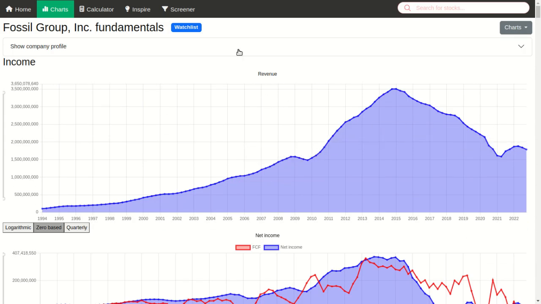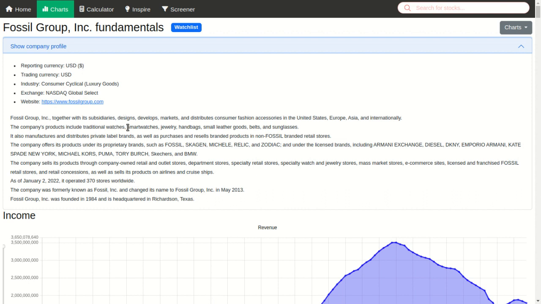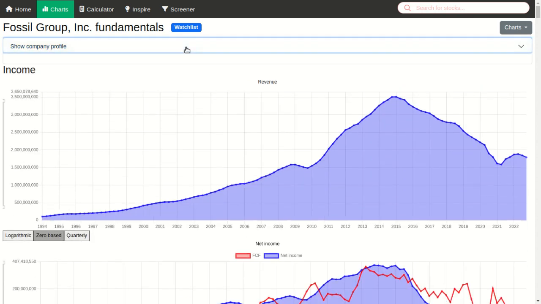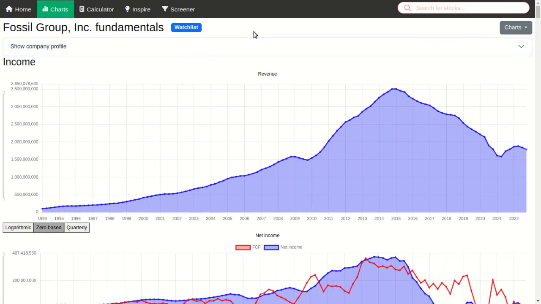In this particular case, if you are curious, this has been a traditional watchmaker basically, and smartphones and smartwatches killed this stock. But as you can see, this is why it's important to do your due diligence. So if you see something that is about to disrupt the company, even if the company has perfectly good fundamentals, it might not do so well in the future.